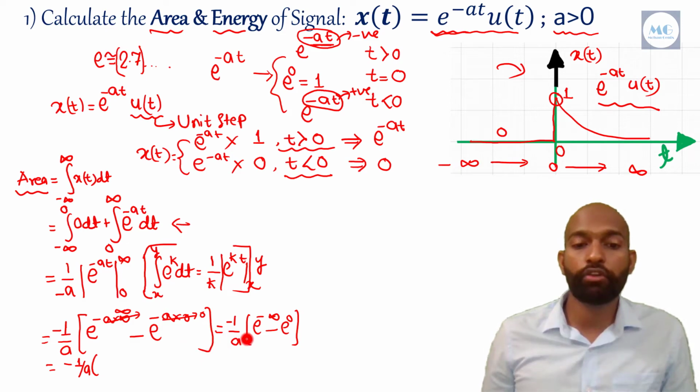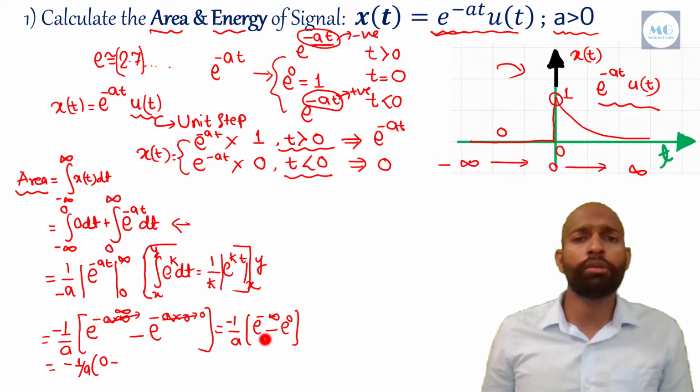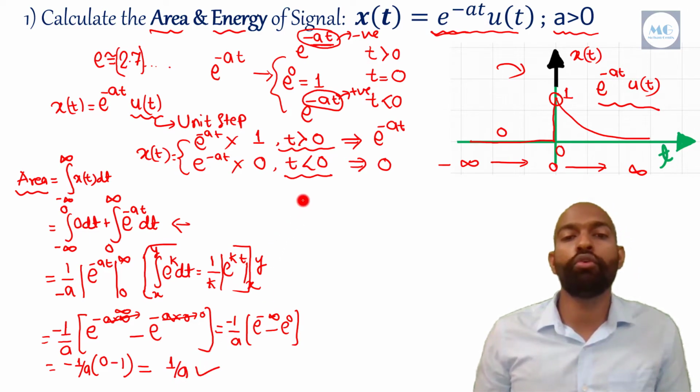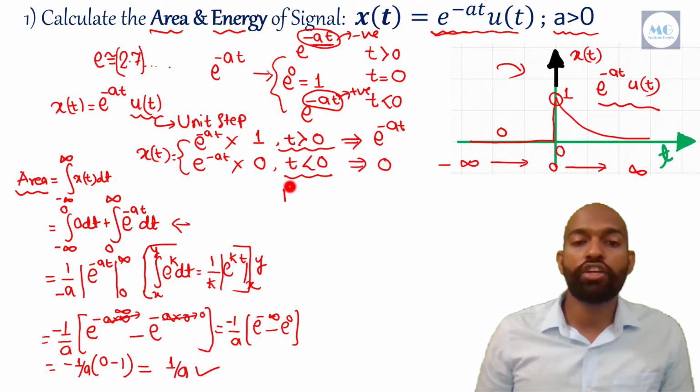What is the value of e to the power minus infinity? It is 0. And what is the value of e to the power 0? Anything to the power 0 is 1. So this whole equation becomes 1 by a. We got the area as 1 by a. Now we have to find the energy of this signal.